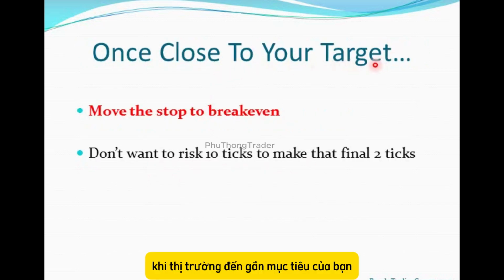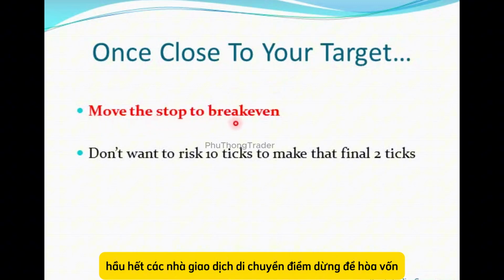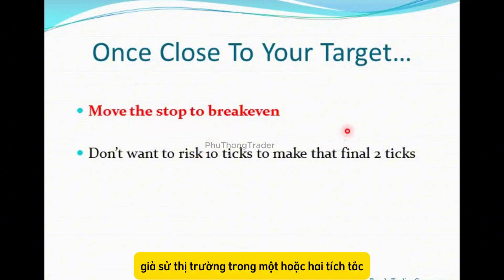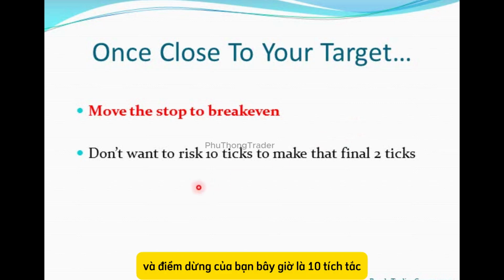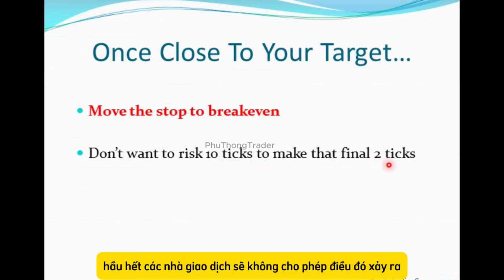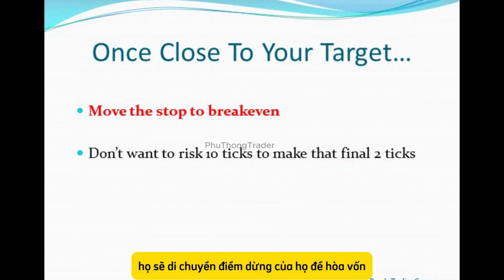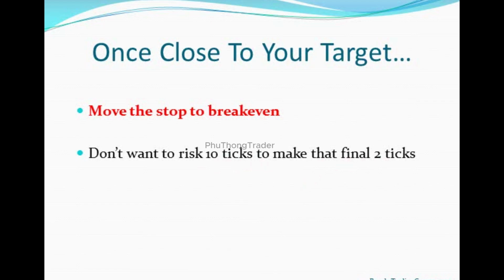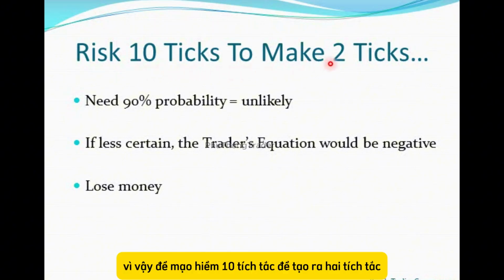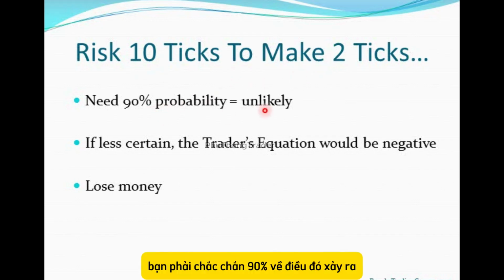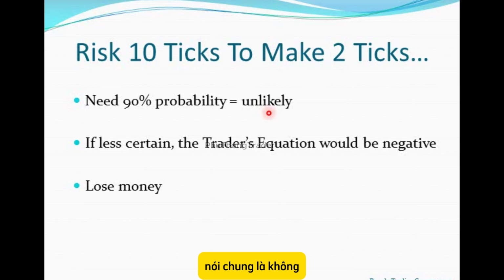Once the market gets close to your target, most traders move the stop to break even. For example, let's say the market's within a tick or two of hitting your profit target, and your stop is now 10 ticks away. Most traders will not allow that to happen. They'll move their stop to break even, and if they get stopped out, they don't worry about it. So to risk 10 ticks to make 2 ticks, you have to be 90% certain of it happening, which in general is unlikely. And if you're less certain than 90%, the trader's equation would be negative and you'd lose money.